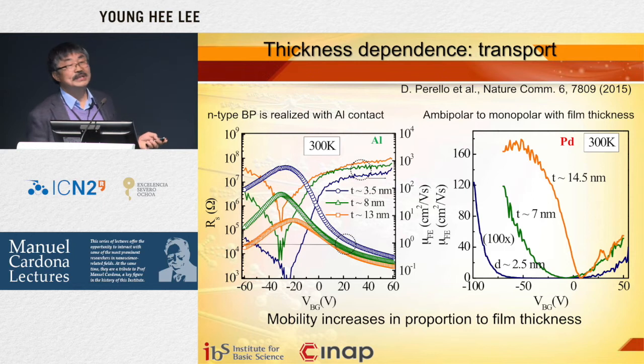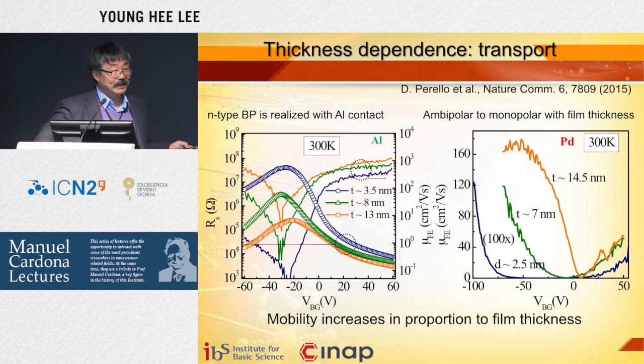Now, there's also transport that can be modulated by the layer. This is an example of black phosphorus. You can simply change the thickness of the sample and you see the mobility changes, because of the surface scattering again.